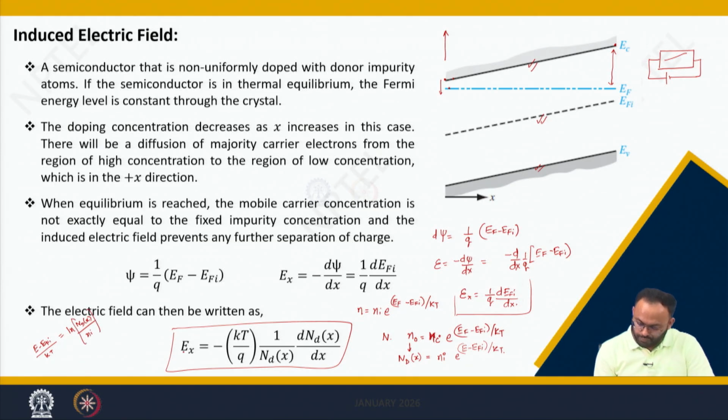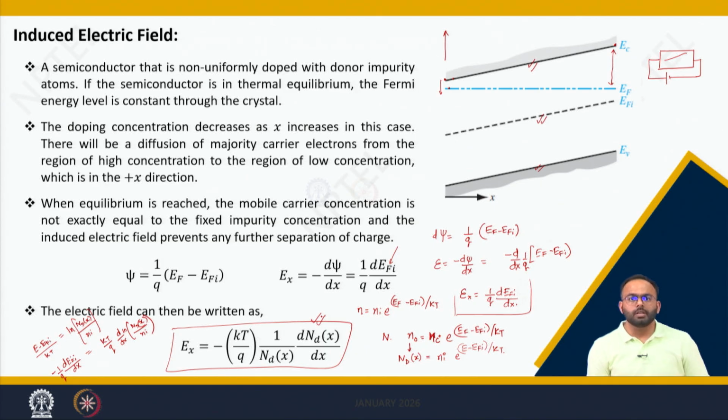To calculate the electric field, we need to differentiate and take 1 over q. So it is nothing but dEFI/dx with 1/q with a negative sign, which will give you kT over q d/dx of log of Nd(x) by ni, and ultimately this equation will give you the total electric field in an n-type sample with a non-uniformly doped semiconductor.